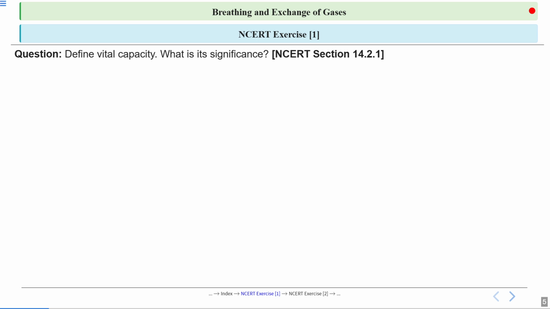And here is the first question. Define vital capacity. We have to define the vital capacity, and what is its significance? We have to tell about the significance of this vital capacity. This question is coming from the NCERT section 14.2.1, that is the respiratory volumes and the capacities. Let us see the answer of this question.